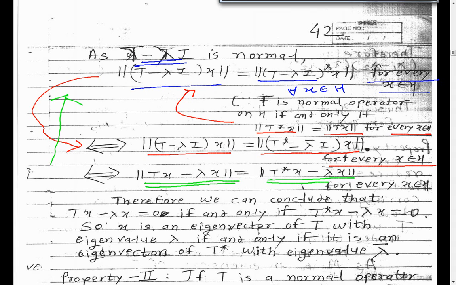So we can conclude that Tx minus lambda x is equal to 0 if and only if T star x minus lambda conjugate x is equal to 0. This implies that x is an eigenvector of operator T with eigenvalue lambda if and only if it is an eigenvector of operator T star with eigenvalue lambda conjugate. So this completes the proof of the first property.